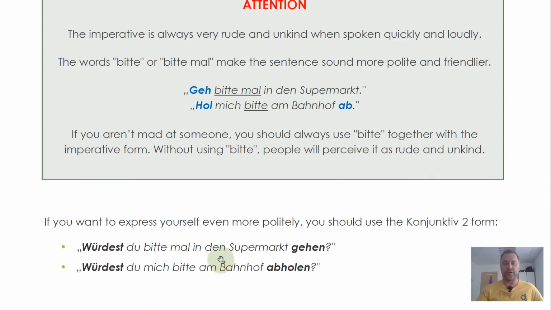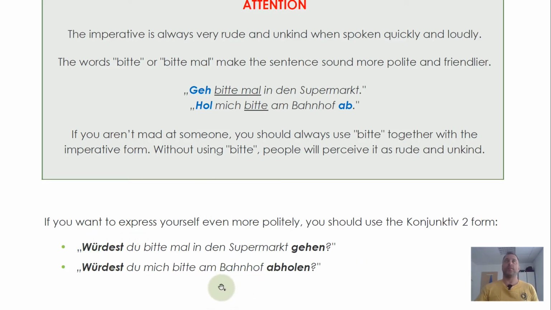So usually we prefer to express the exact same thing with Konjunktiv 2. If you don't know what it is, check out the video that I just linked for you in the info cards. For example, würdest du bitte mal in den Supermarkt gehen? So, would you please go to the supermarket? Or würdest du mich bitte am Bahnhof abholen? Or would you please pick me up at the train station? So you have the same version in English with the would, and in German that's way more used because that's the way to make stuff polite. It's a polite way of asking.